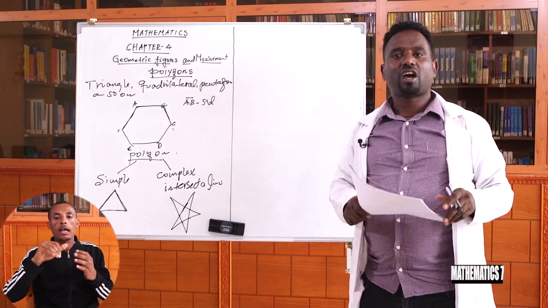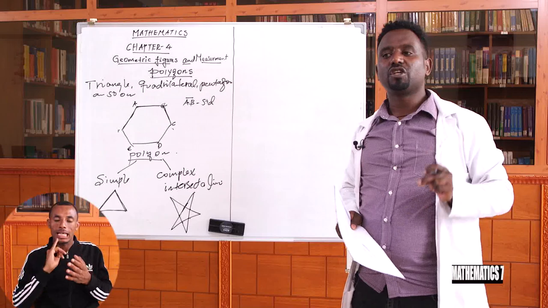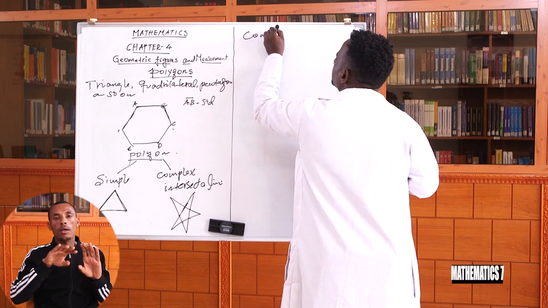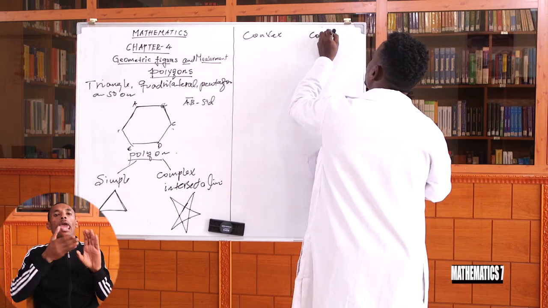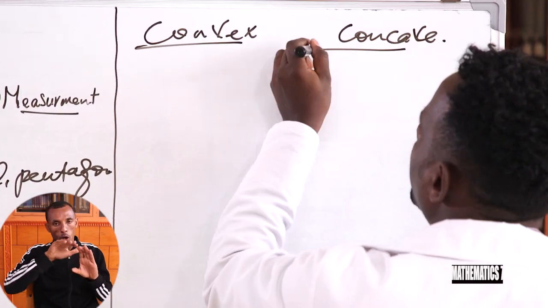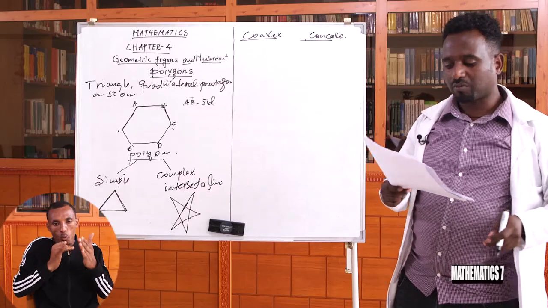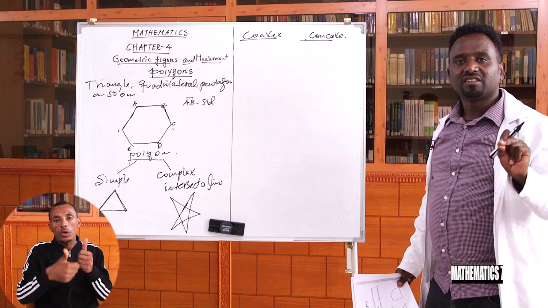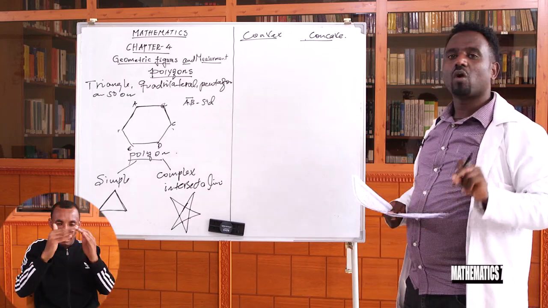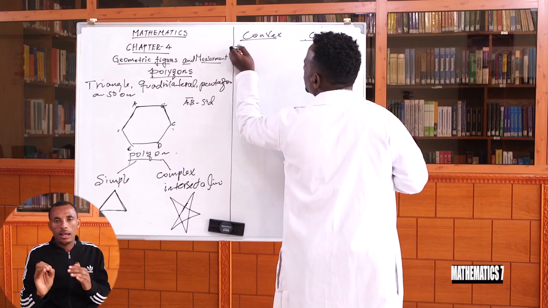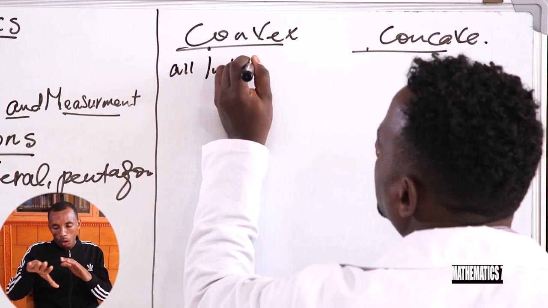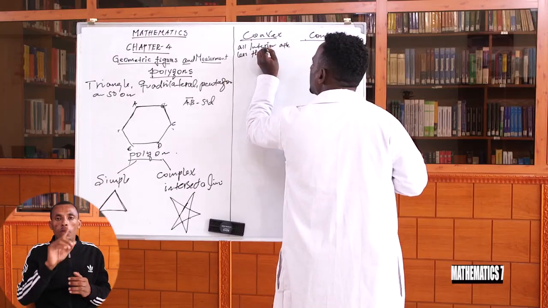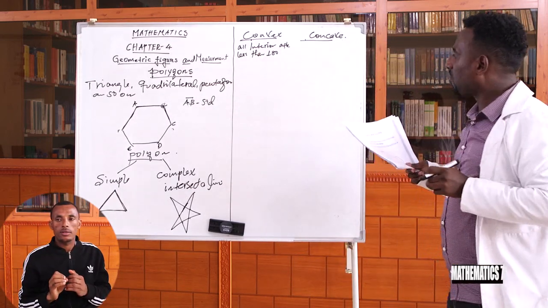Another classification or type of polygon is based on the measure of the interior angles. Polygons are classified into two: convex and concave. What is a convex polygon? A convex polygon is a polygon in which all interior angles are less than 180 degrees.